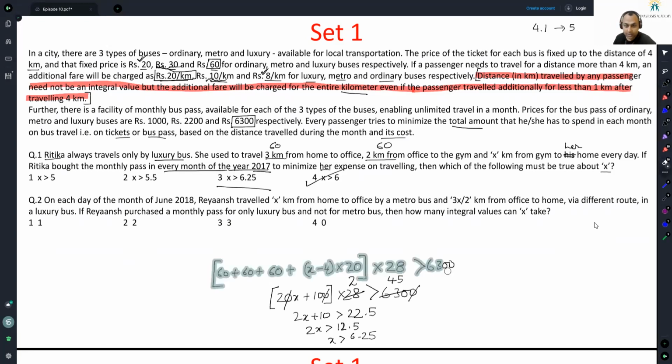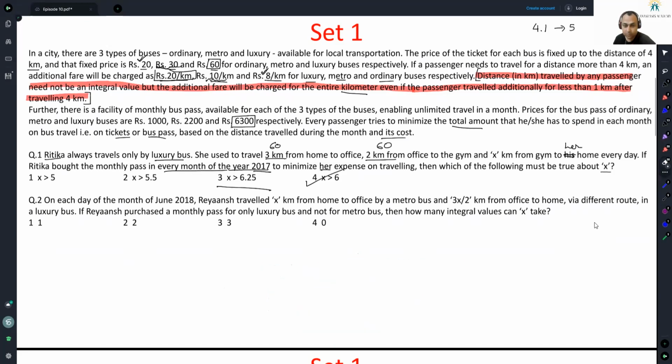Next question. Let me get rid of this working. Wow, one go itself. I'm happy.